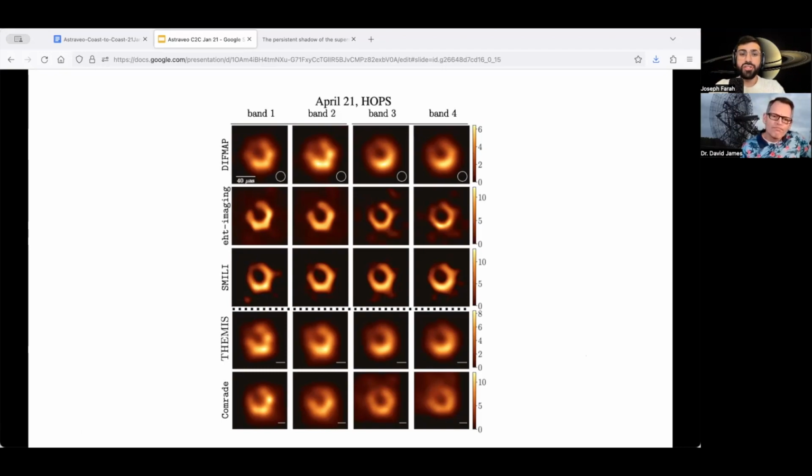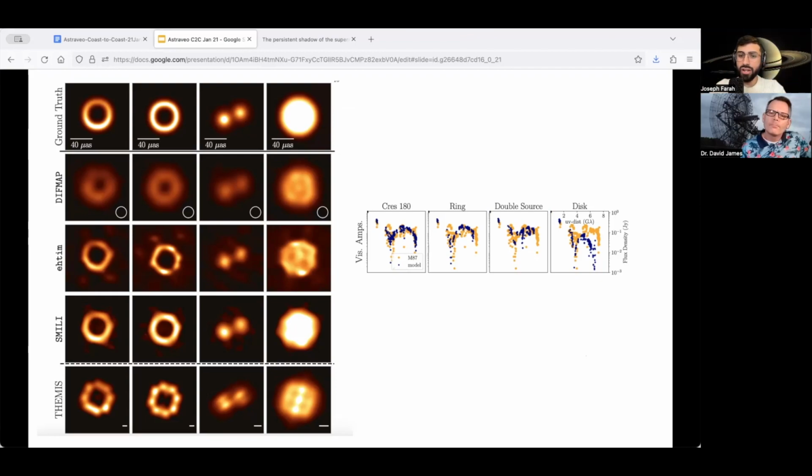Nice. So, regarding addressing our specific biases, this is one of the ways we do it. We design these things called synthetic data tests. We create ground truth images that we know the correct answer to. So here's a crescent, here's a ring, here's a binary source, and here's a disk. And you might ask, why did we pick these?